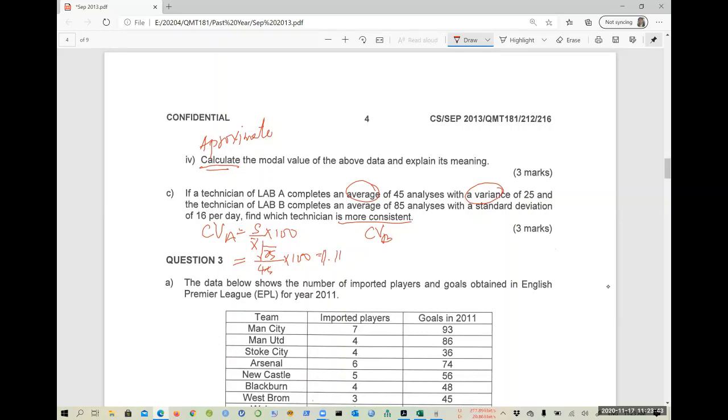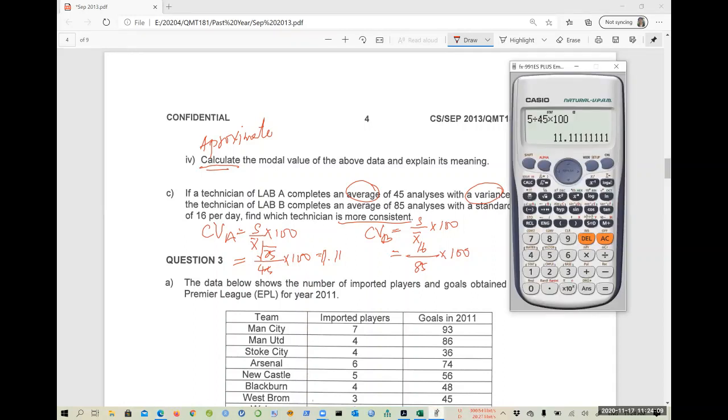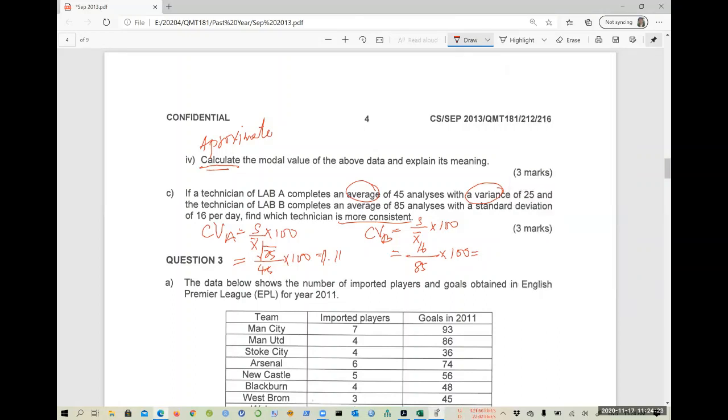11.11. Okay, and for CV lab B, you have again S divided by X bar times 100. So the standard deviation S is 16. No need to take the square root because it's already in standard deviation. Divided by the mean is 85 and then multiply with 100. So calculate this one, you get 16 divided by 85 times 100. So you get this to be 18.82.